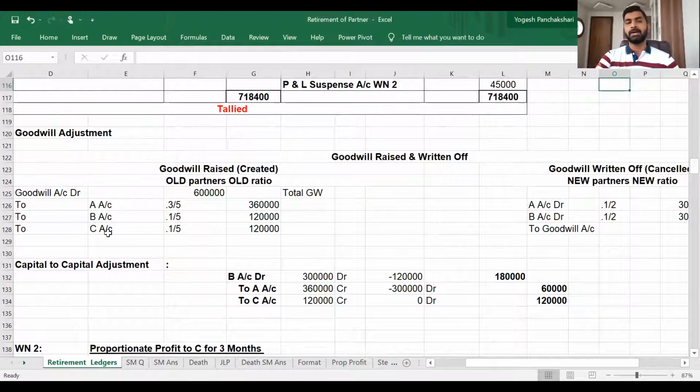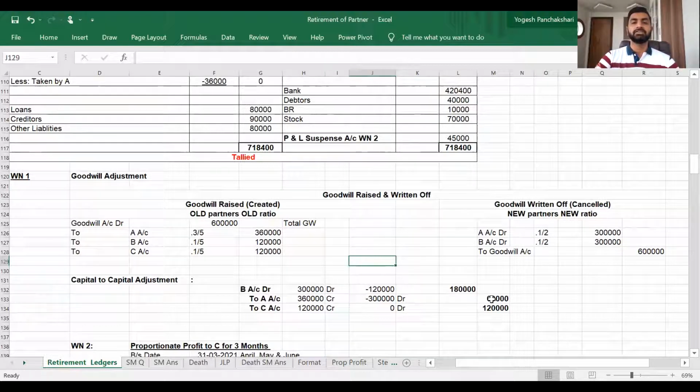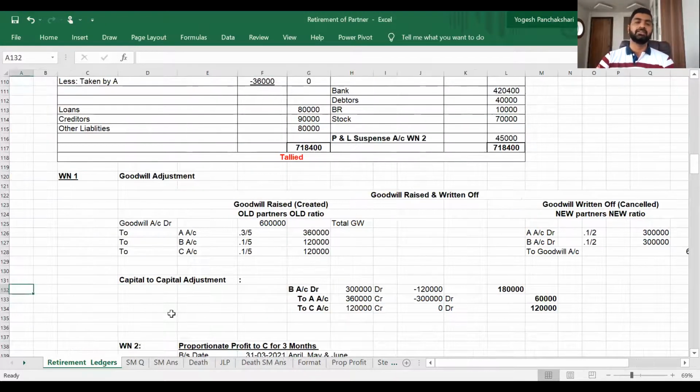Here A, B, C, the three partners, were old and A and B are the only new partners. So we want the net effect. So just give the net effect like goodwill cancelled. Then A was 3,60,000 credit and 3 lakh debit, so 60,000 credit. Then C 120 credit and nothing debit, so 120 credit. And B's account 100% debit 3 lakh, and B 120, that is 180. So entry will be B's account debit 180 to A's account and C's account. So that will be recorded in the capital account, debit of B's capital and credit of A and C's capital.